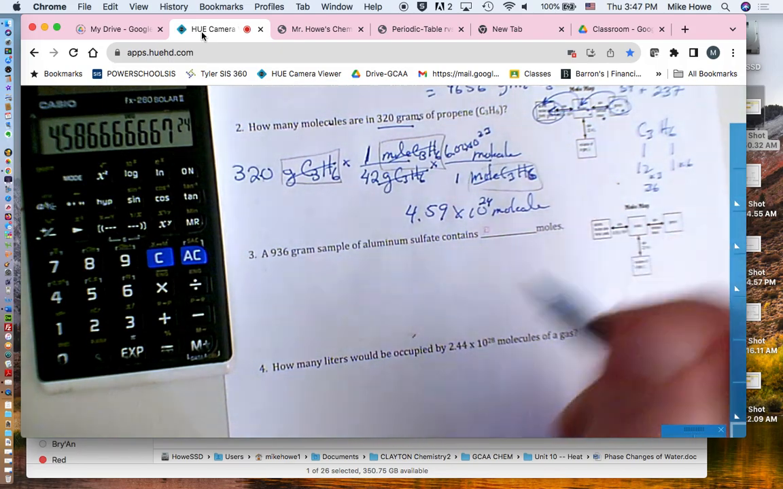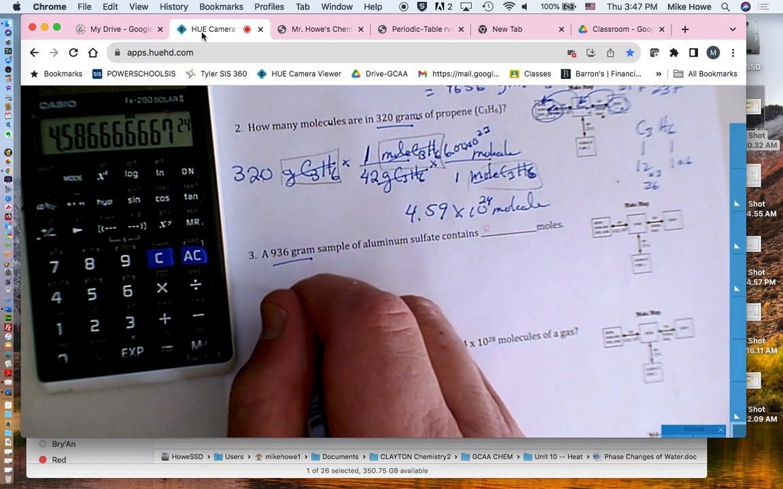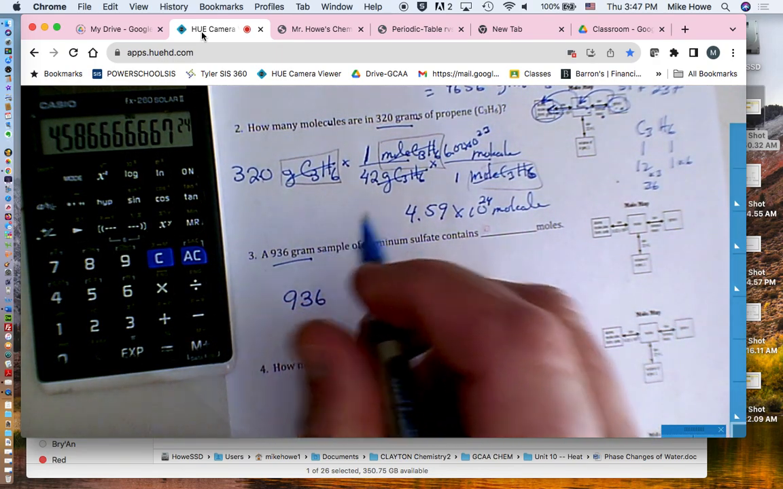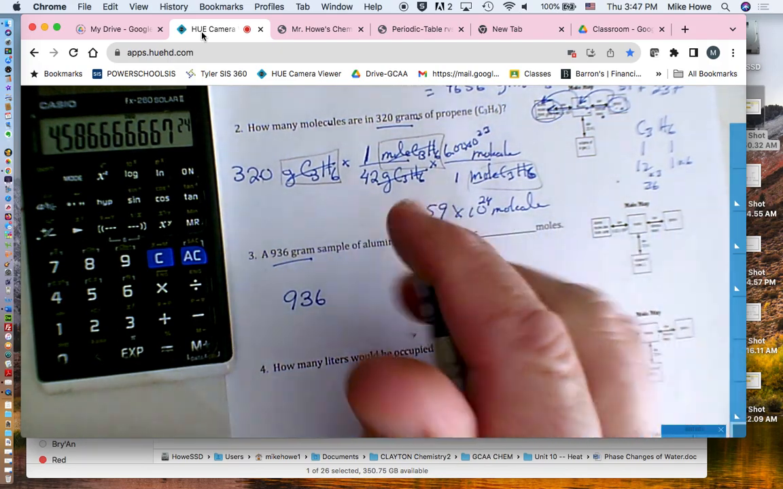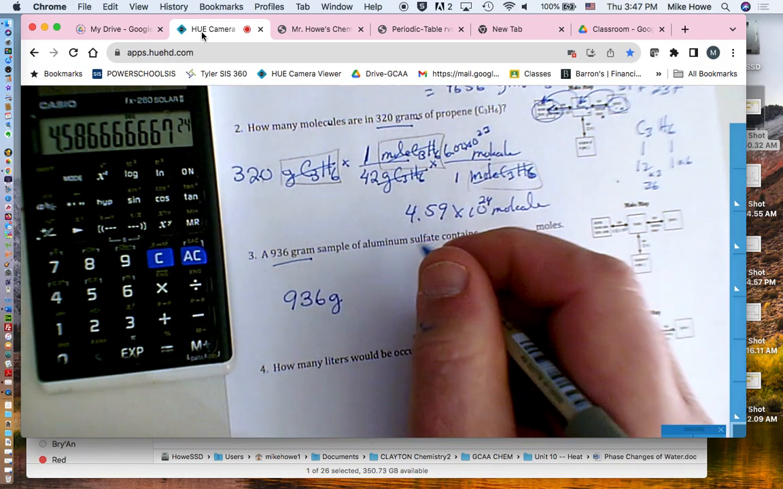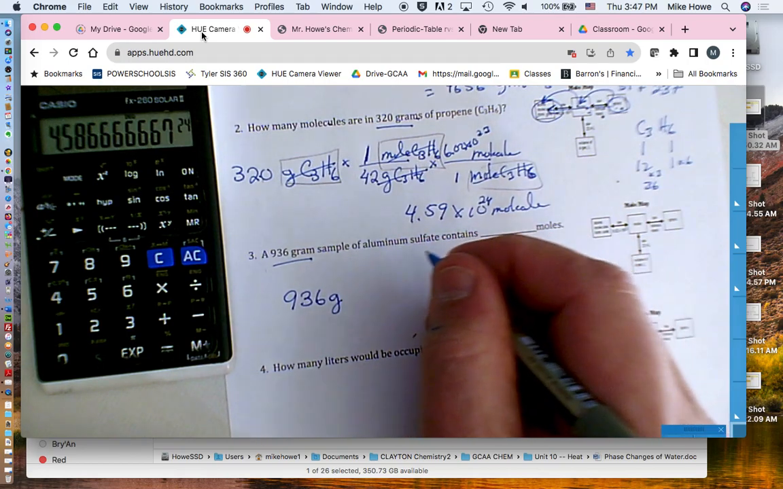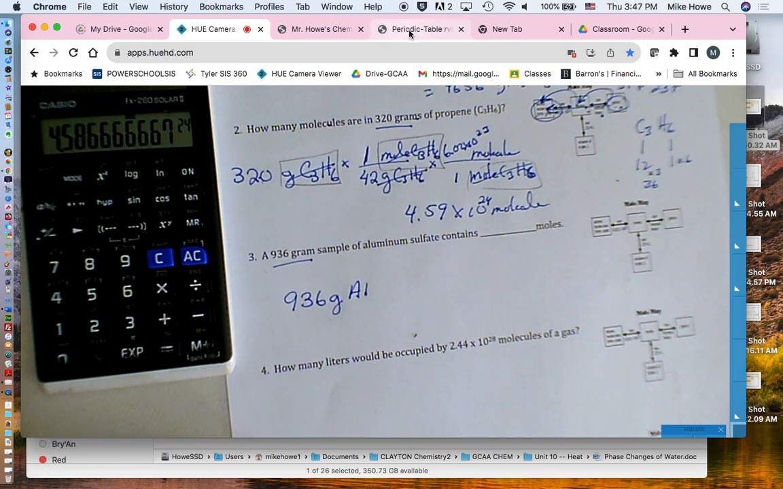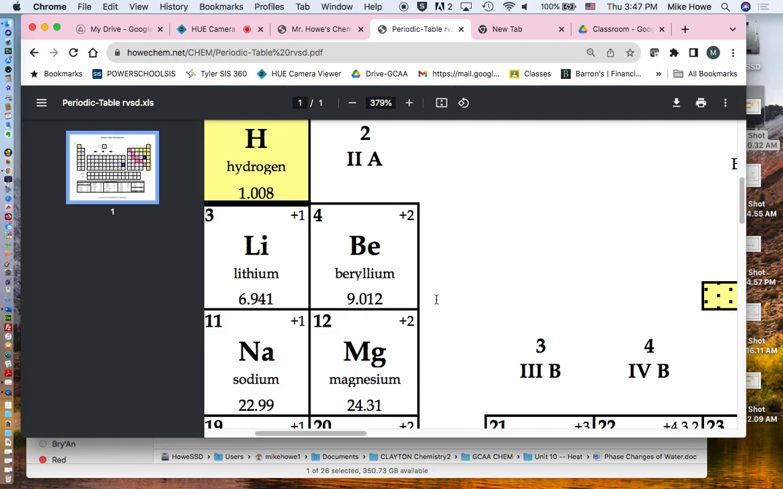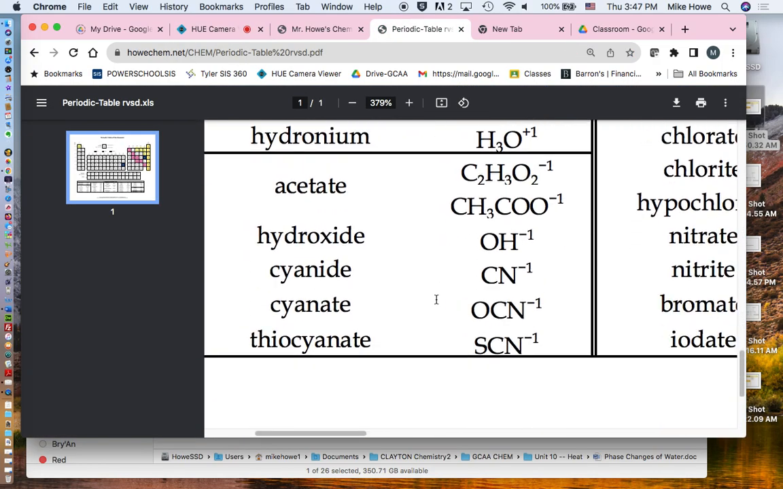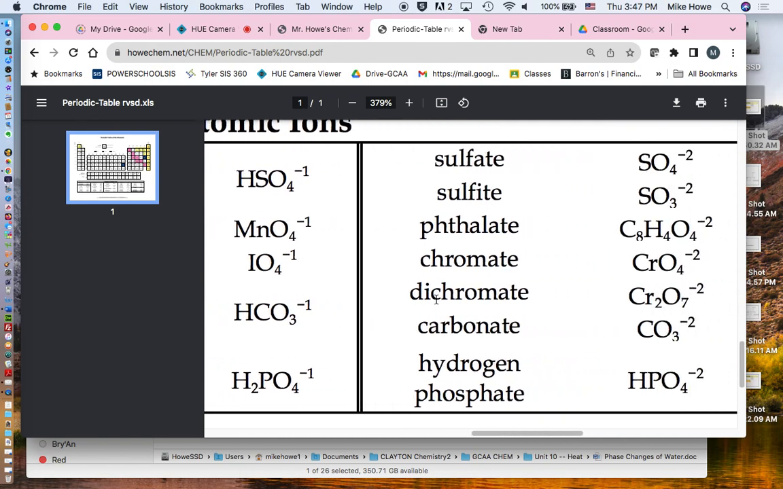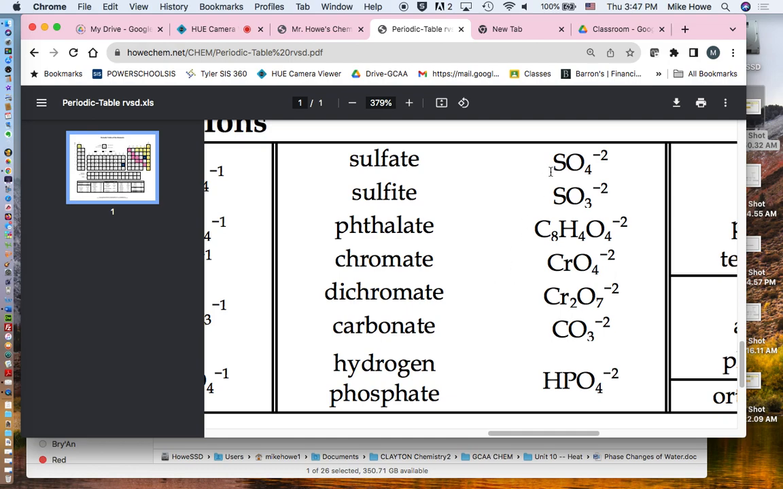All right, third one. Again, you write the number down that you're given. So everybody's test will be kind of framed this way, where you have grams and go to moles. It's going to be a one-step problem. You need to write the chemical formula for aluminum sulfate. So aluminum is Al. Sulfate, since it ends in ATE, you're going to look down at the bottom for that one. There's a hydrogen sulfate. There it is, sulfate. It's SO4 with a -2 charge.